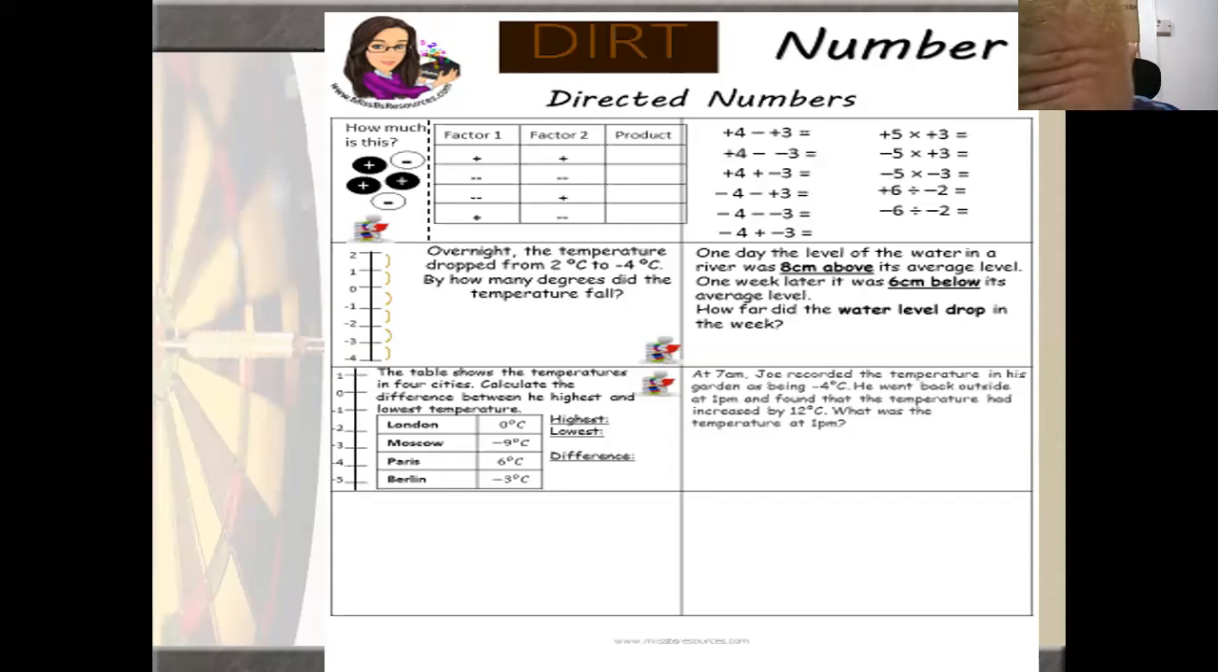All right, let's talk about minus 6, plus 6 divided by minus 2. Different sign, you should have negative. If it is the same sign, it is positive. If it is different sign, it is negative. It is a very simple rule that you can easily remember.